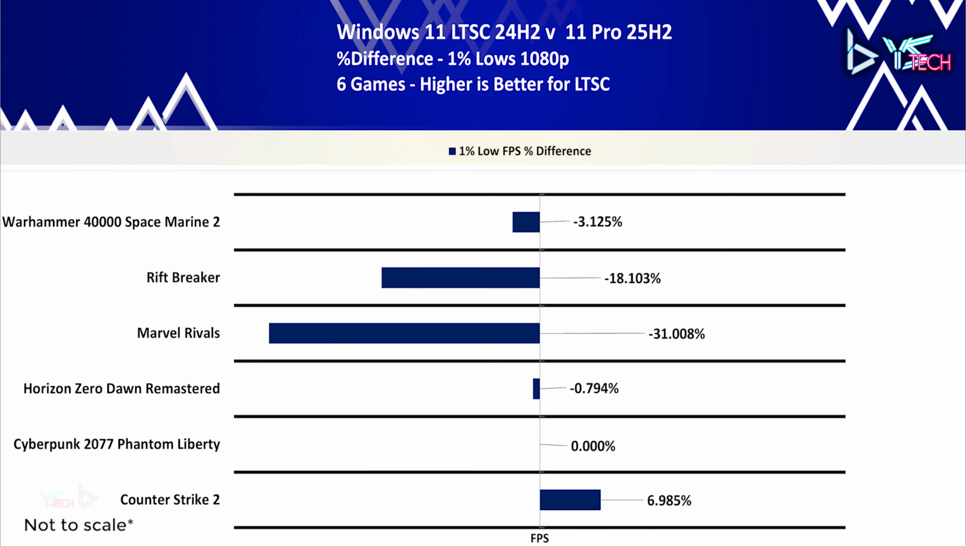A little bit of a different story on our 1% lows. Now we can see there is a pretty large difference in favor of Windows 11 Pro. LTSC on Marvel Rivals was 31% slower, 18% slower on Riftbreaker, and 3% slower on Warhammer 40k. Counter-Strike 2 was the only title that had a significant amount in favor of LTSC, being 7% faster.